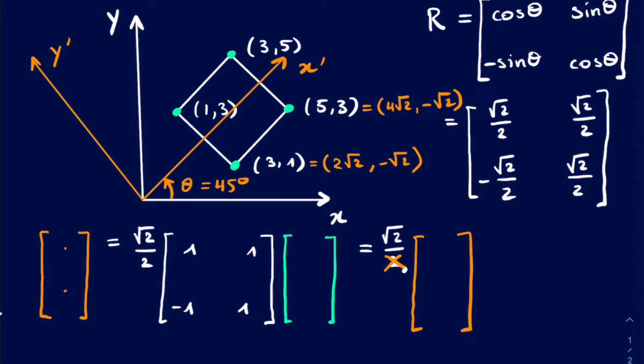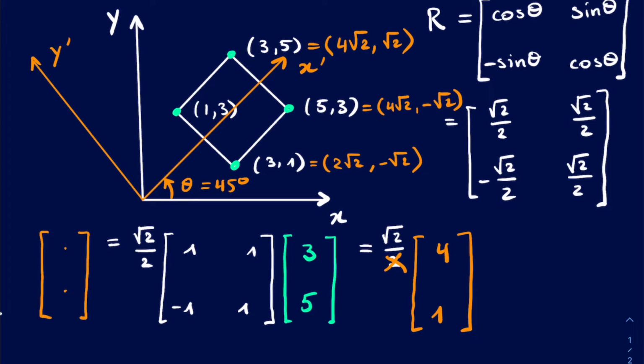The next point will be the upper point. This one will be 3 for the x component and 5 for the y component. In our rotated coordinate system, this becomes 1 times 3 plus 1 times 5, which is simply 3 plus 5, which is 8. For the y prime component, we have minus 3 plus 5, which of course simply becomes 2. Again, we can bring 1 over 2 outside of this vector, so we get 4 and 1, and this 2 drops. So this point becomes, in the primed coordinate system, the rotated coordinate system, 4 times the square root of 2 and plus the square root of 2.